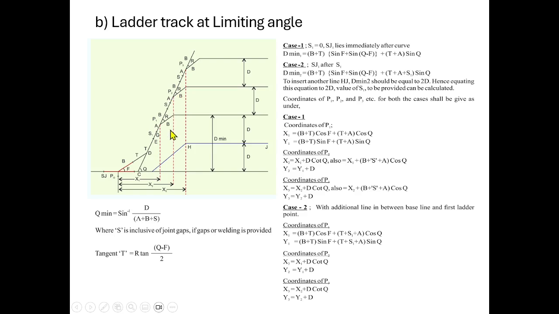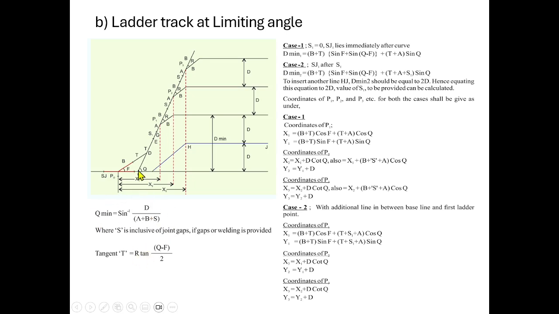So as usual, now we apply the sine rule, with hypotenuse and opposite side. That means sine theta equals the opposite side d divided by the hypotenuse. The hypotenuse means a plus b plus s, and theta equals sine inverse of d by (a plus b plus s). That's what we have here. So this is how we find the theta minimum.